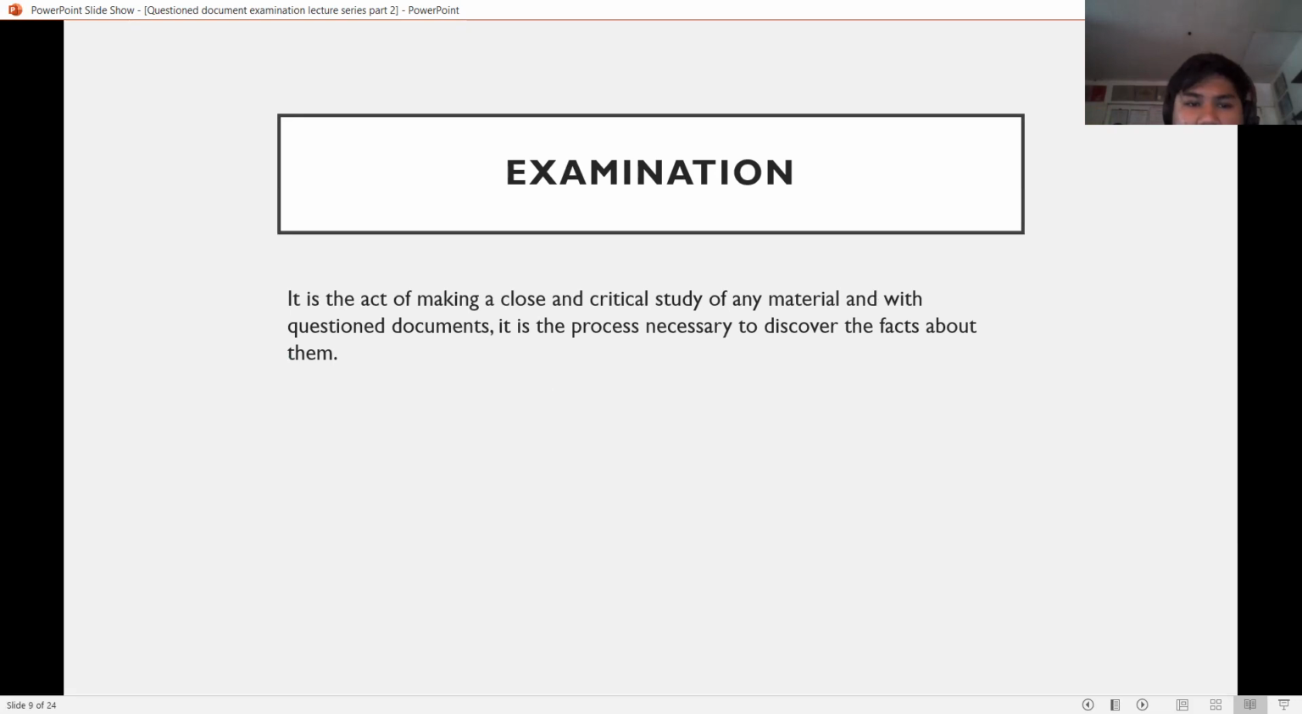Next, we have examination. Examination, like questioned document examination, is the act of making a close and critical study of any material, with questioned documents. It is the process necessary to discover the facts about them. That's why examination is to make a close and critical study of the questioned document, to discover the facts about them.